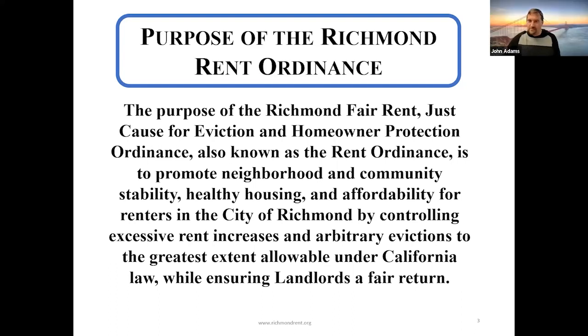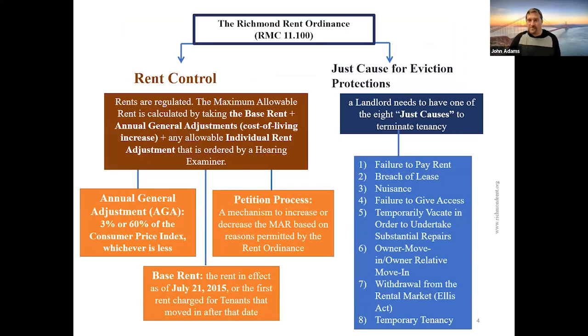The rent ordinance itself has two main components. We'll go over both of these components in later detail in this presentation, but I think the first thing to understand is a basic definition of what those two components are.